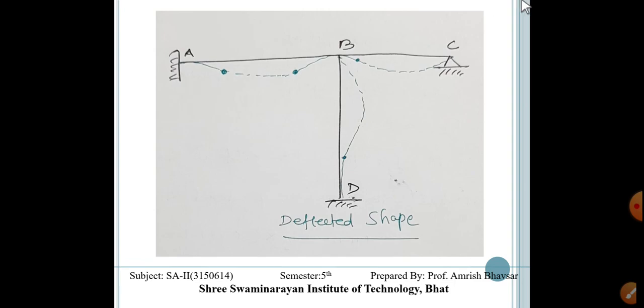इसी के साथ ही हमारा moment distribution method का chapter यहाँ पे ख़त्म हो रहा है। अब उसके बाद हम क्या करेंगे, हमारा next chapter होगा that is energy principles, और उसके लिए आपको SA1 का strain energy वाला chapter जो है वो एक बार देख लेना पड़ेगा, तो हम next lecture से वो start कर देंगे। Clear?